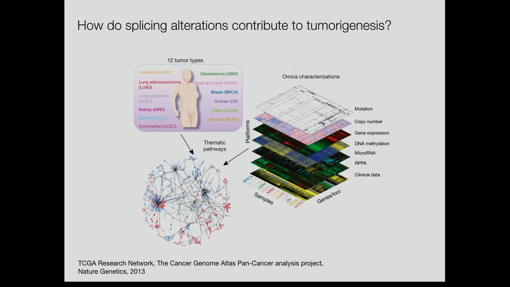And so something that's missing from this figure is the contributions from alternative splicing. And so the main interest of my group is to look at ways that splicing is altered in cancer transcriptomes and to understand how that's actually contributing to tumorigenesis.